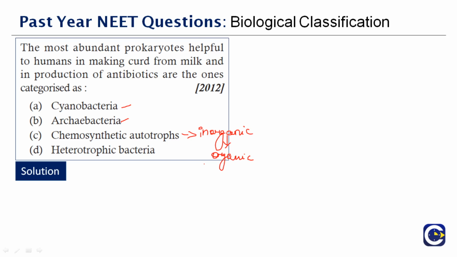They are not able to prepare their own food. Heterotrophs are a group of microorganisms. So what all comes under this? If you see, you have yeast, then you have certain molds, then you have even bacteria, where they use an organic source. So this is an organic source.